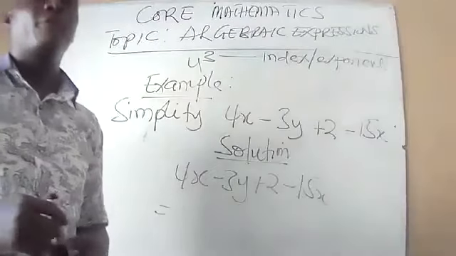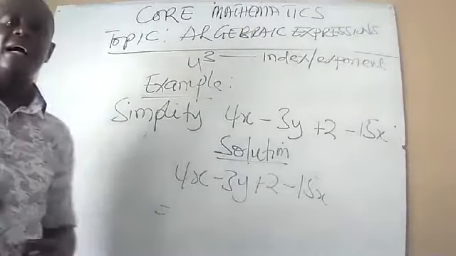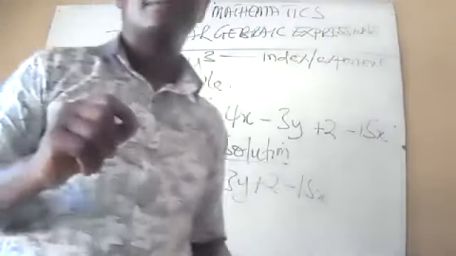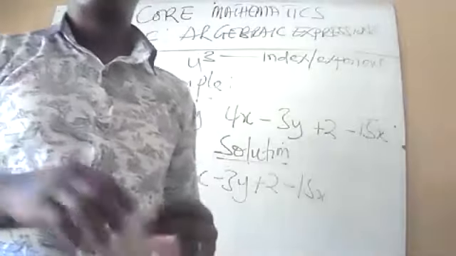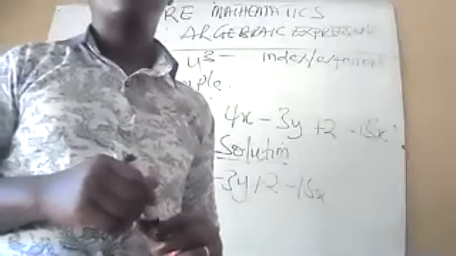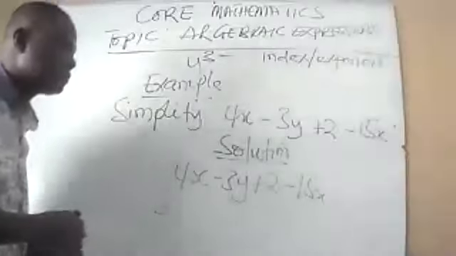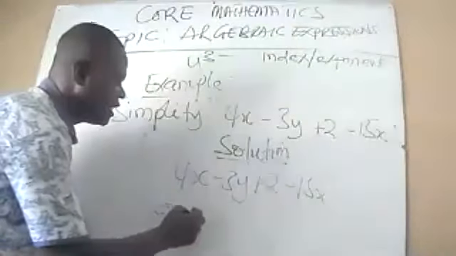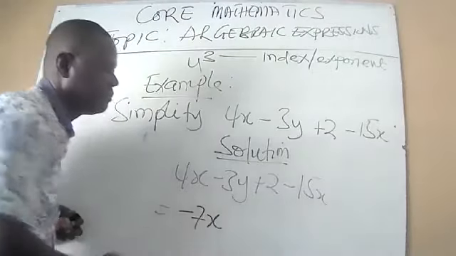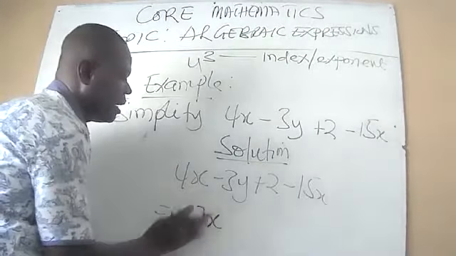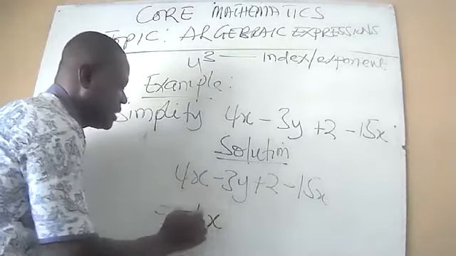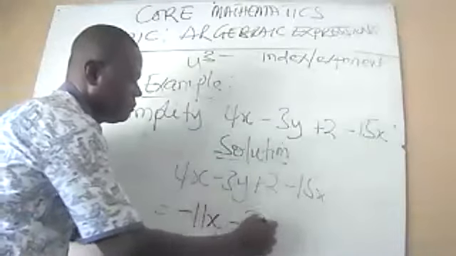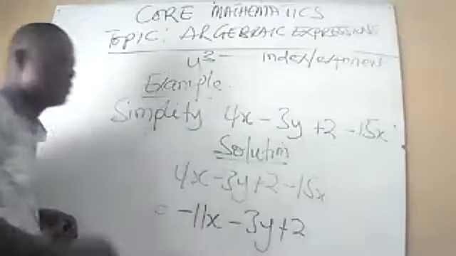Yeah, all right, beautiful. Do you have an answer for us? Who has gotten the answer? Yeah, Clonam, talk. Negative 11x. Negative 11x, yes. Minus 3y plus 2. Plus 2. Okay.